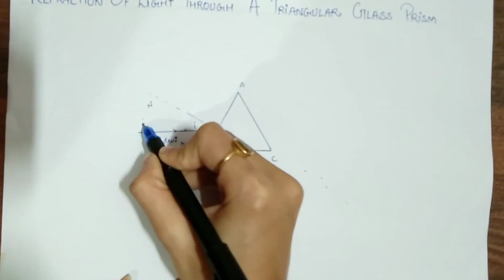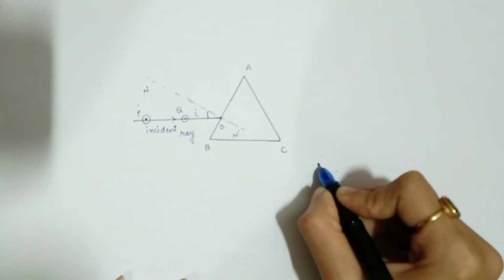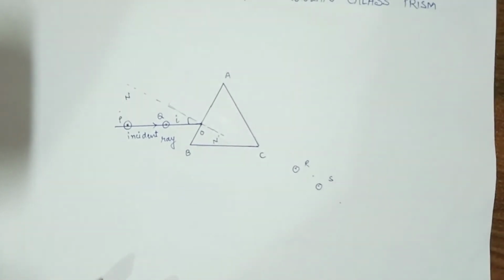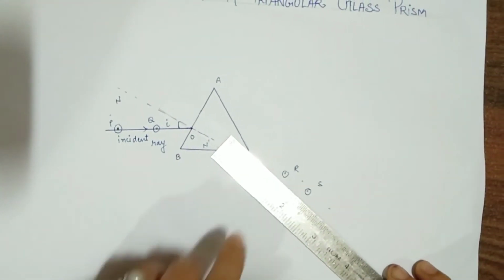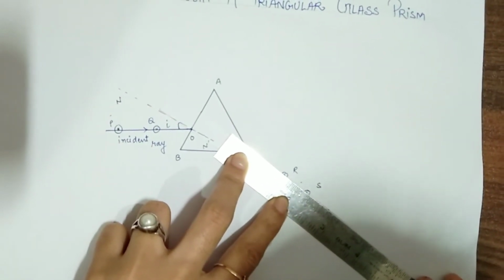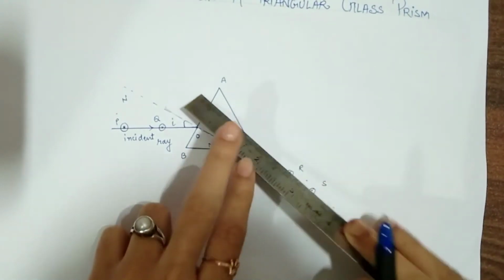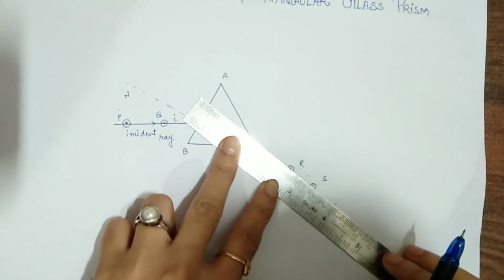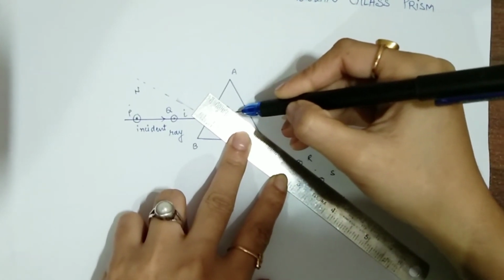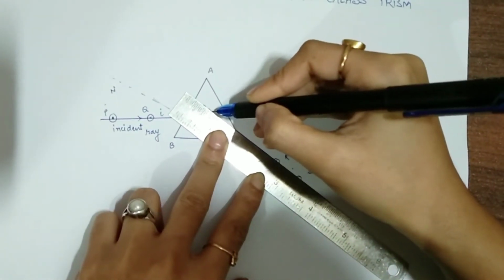This I am considering as position P. This one is position Q, R, similarly S. Now we will draw a line so that these points come in the same straight line, and that line we will extend till it crosses our prism line also. So here I am just taking from here and extending it at the back side also.